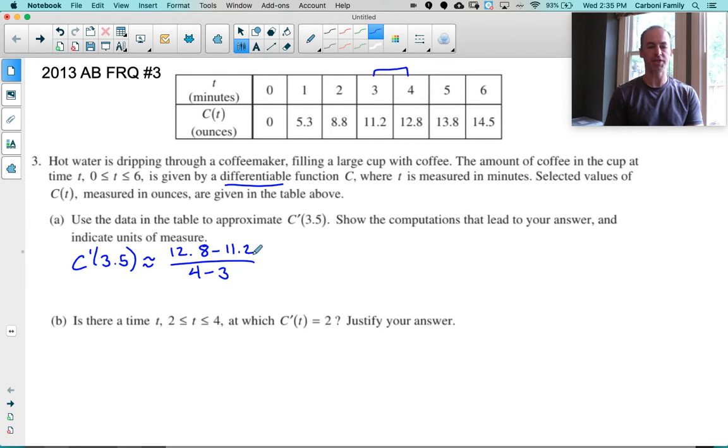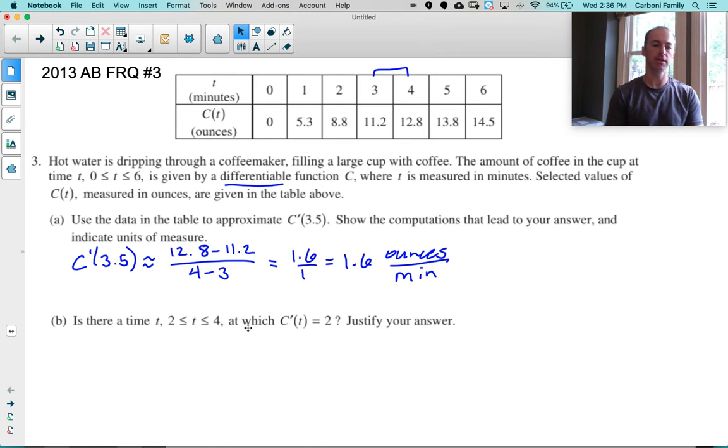You have to show the change in y over change in x. While you should be able to, without any trouble, find the 4 minus 3, you need to write that down. If you want to simplify this, you can. 12.8 minus 11.2 would end up being 1.6. Divided by 1 is obviously 1.6. And then we need to include units. So we subtracted on top the ounces, and the denominator was a difference in minutes. So this is ounces per minute.